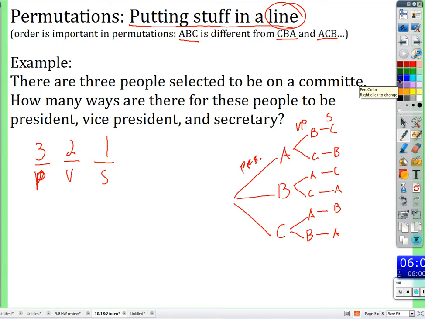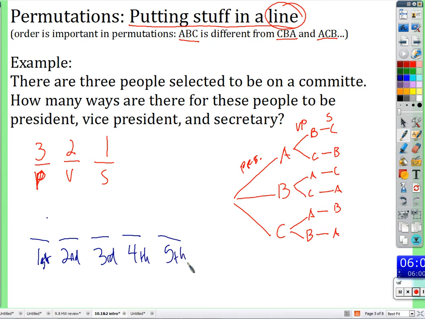What if there are five people and five positions? Five factorial. Let's say there's five people in a race, like running a race, and there's first place, second place, third place, fourth place, and fifth place. So how many people could come in first? Five. They haven't crossed the finish line yet, so five, four, three, two, one.